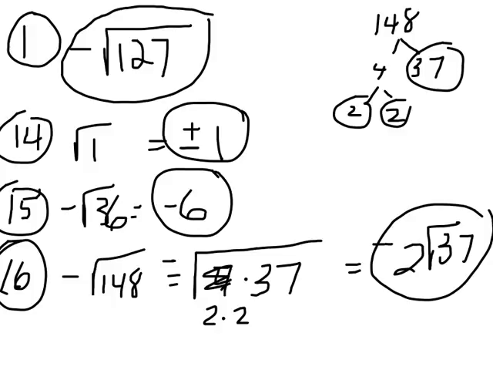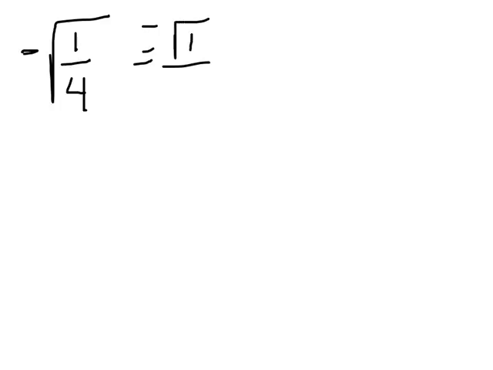I'm going to do one on the bottom just because we had 2 people absent. 17 through 22 they want to do? 17. Okay, 17. That's 1 half. It is, and it would be, okay, so what you do when you have a fraction under a radical, you can either write it like this, or you can split it up and just take the square root of the top and the square root of the bottom.